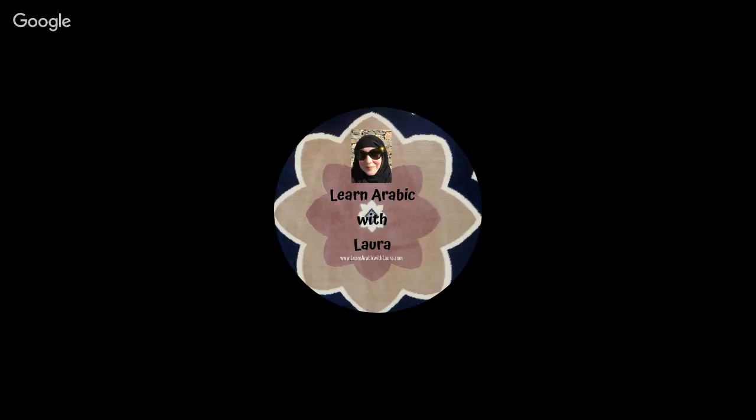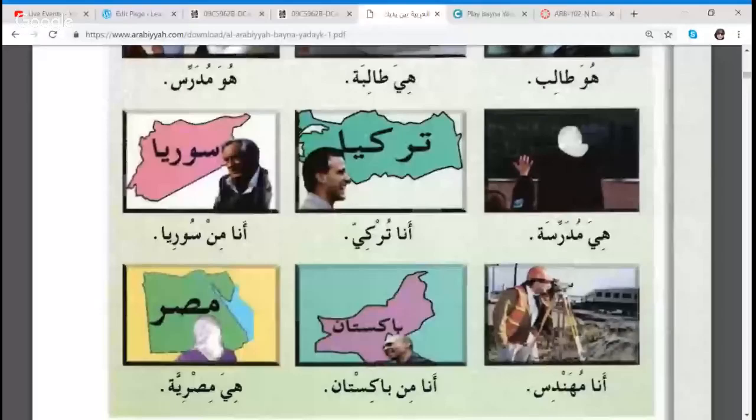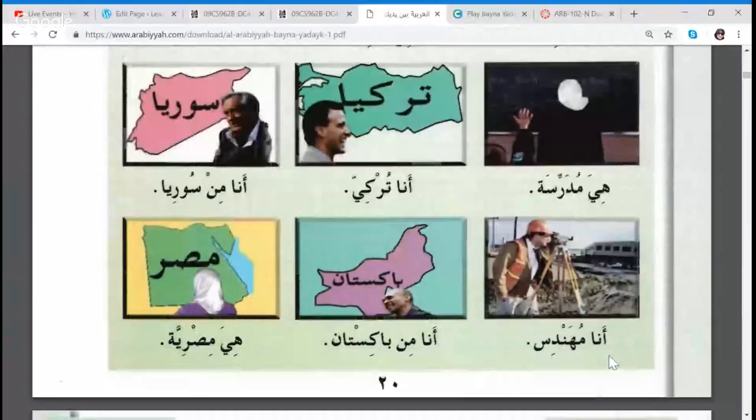Ana Turkey. I am Turkish. Ana min Soria. Syria. What's Ana min Soria mean? I am from Syria. Very good. Okay, next. Ana muhandis. I am an engineer. Good. Ana min Pakistan. I am from Pakistan. Hiya Misriyatun. She is Egyptian. Very good.